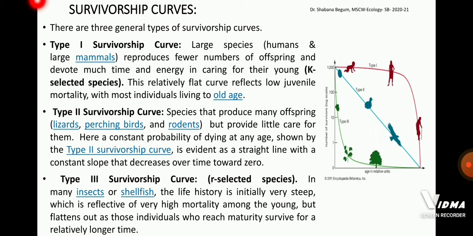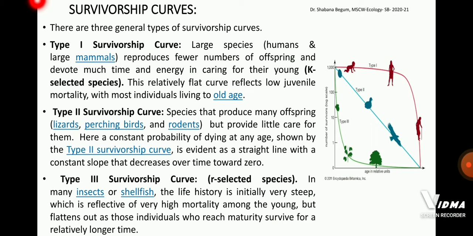It reproduces fewer number of offspring and devotes much time and energy in caring for their young. It is also called K-selected species. This relatively flat curve reflects low juvenile mortality, with most individuals living to old age.